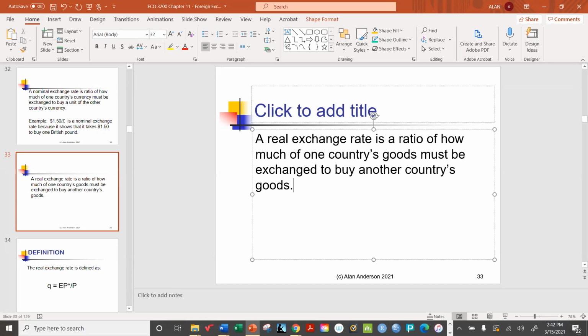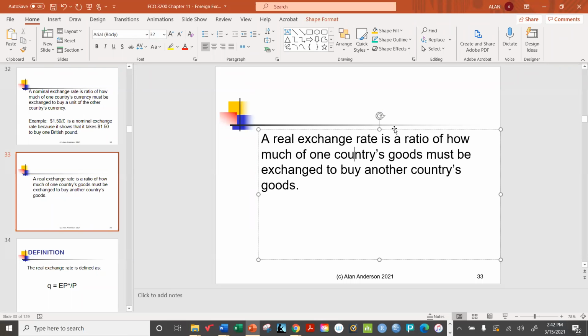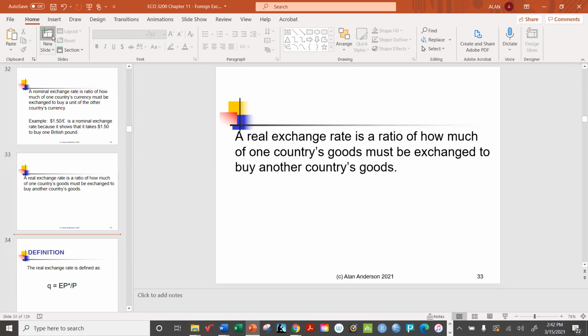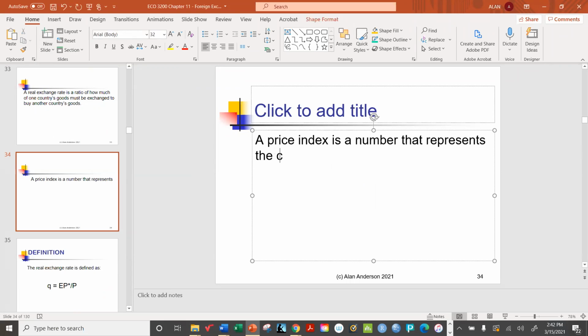So all of a sudden, the measure is trying to tell us how much of, let's say, American goods need to be exchanged for a certain set of British goods. Now, how do we figure out, though, what goods are being exchanged for each other? All right, well, let's do a little detour here. We'll introduce a brief discussion about how prices are measured in different countries throughout the world. We're going to introduce the concept of the price index, which is a number that represents the cost of buying a country's goods and services.